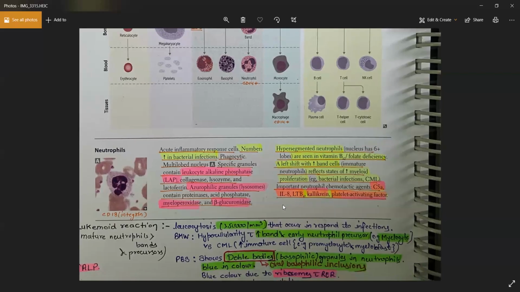Now the chemotactic agents for the neutrophils. We already know about that: the C5a, interleukin 8, and leukotriene B4. These are the most important ones. The least important ones are the kallikrein and the platelet activating factor, right? These are also very important.